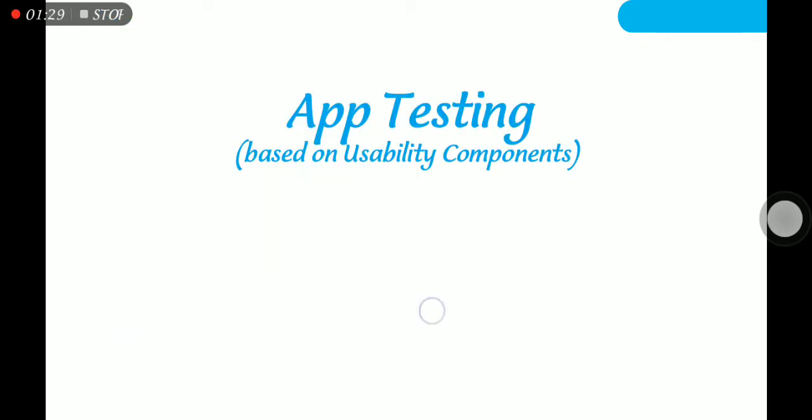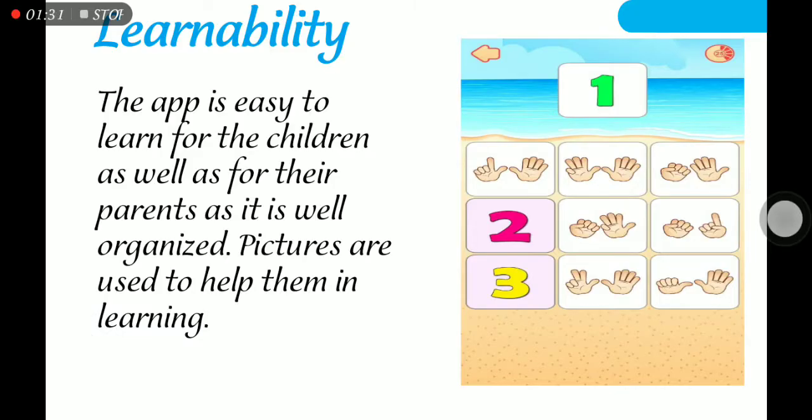App testing is based upon usability components, and the first usability component is learnability. The app is easy to learn for the children as different pictures are used that help the children to learn it easily. Like you can see in the picture, it helps children to learn counting, and they count their fingers based upon the pictures.